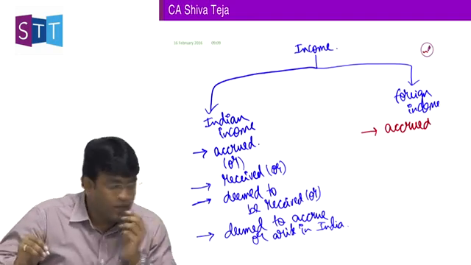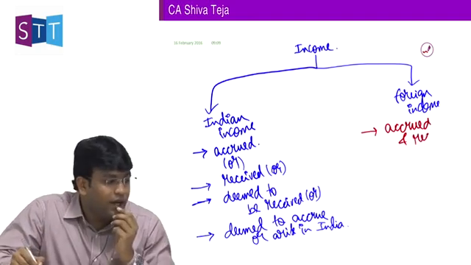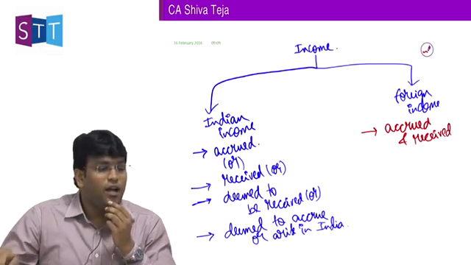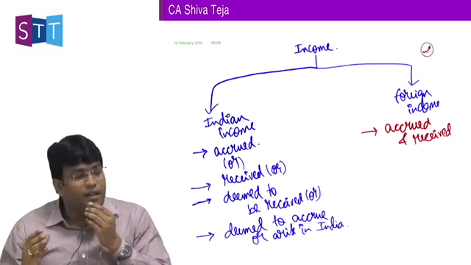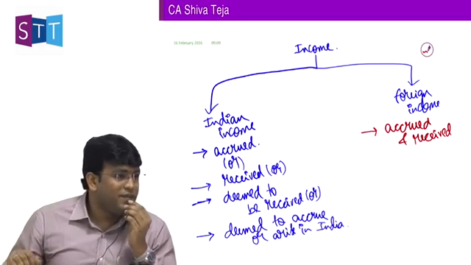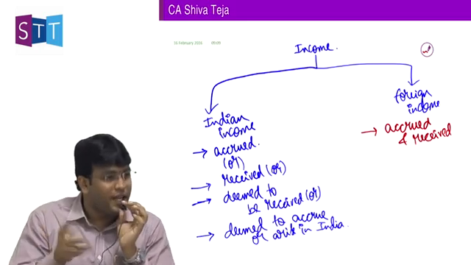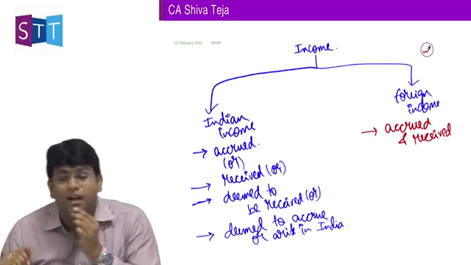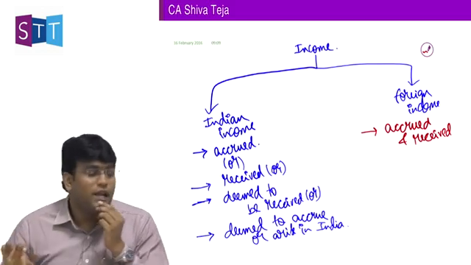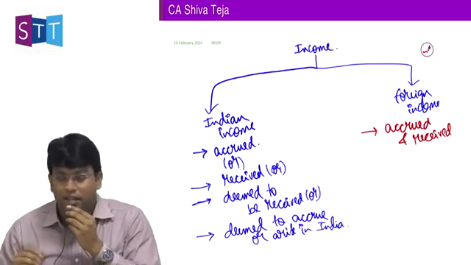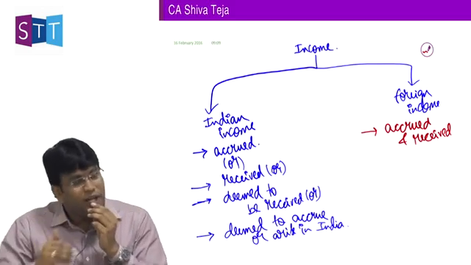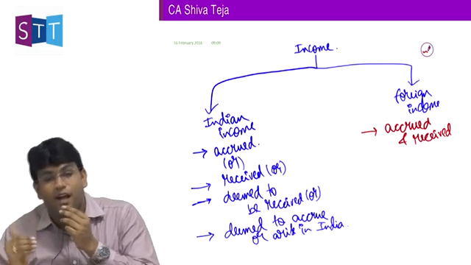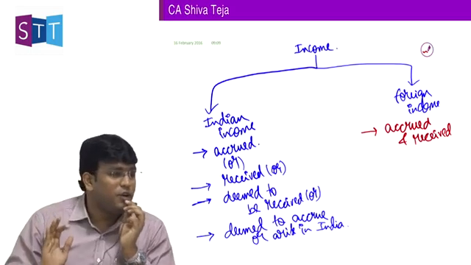Foreign income means income which has accrued and is also received outside India. If the accrual and receipt both are outside India, then we call it foreign income. If accrual or receipt, any one of them or both, are in India, then we call it Indian income. If accrual and receipt both are outside India, we call it foreign income.